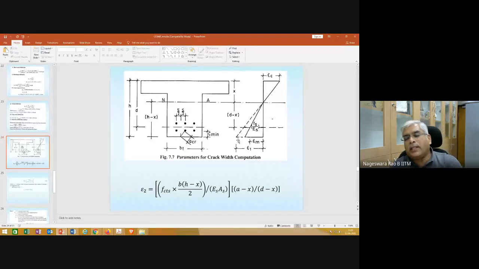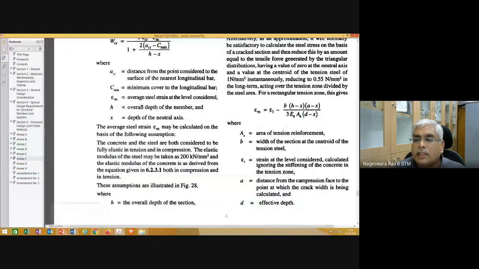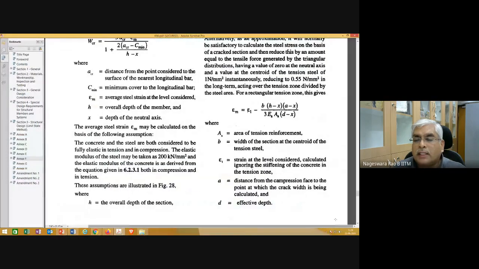But please note that concrete is also going to carry some tension. It depends on the tensile strength of concrete. That is what tension stiffening is. Here, what is mentioned? The strain at the level considered, calculated ignoring the stiffening of the concrete in the tension zone. That is what is called tension stiffening of concrete. Whatever we just did using interpolation, we ignored that.